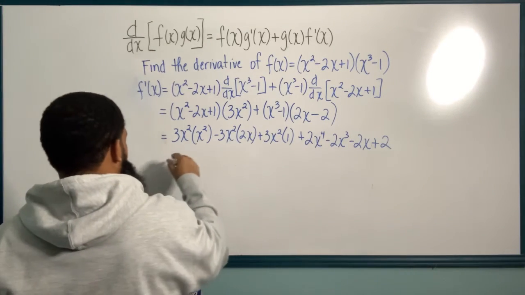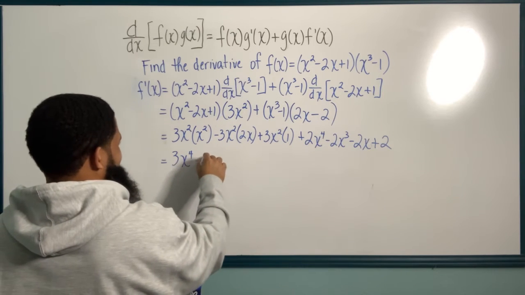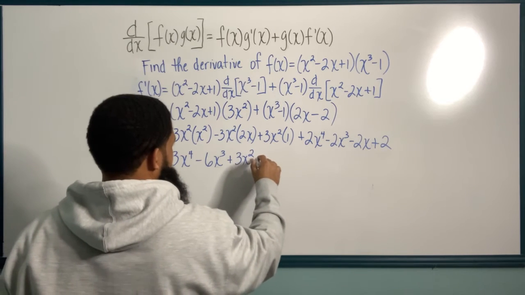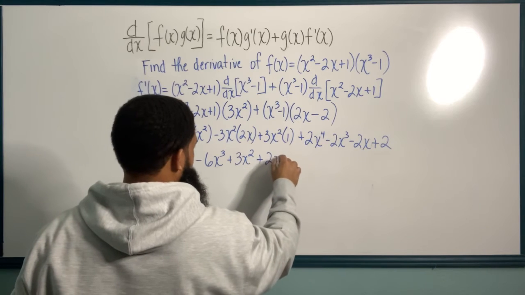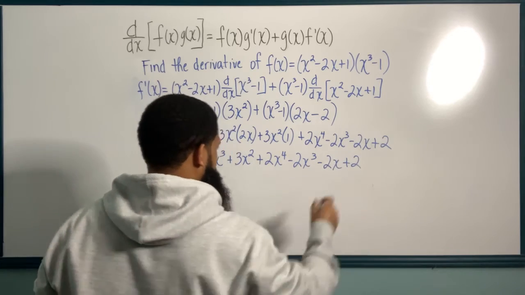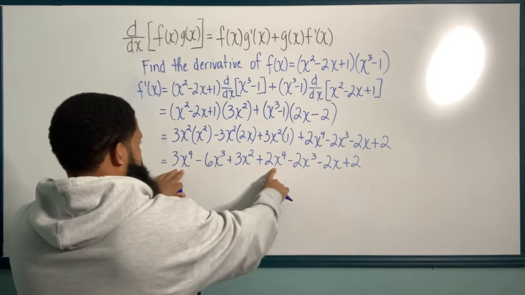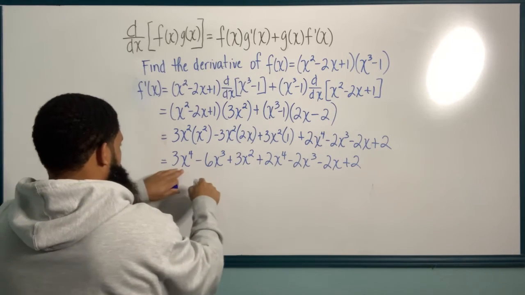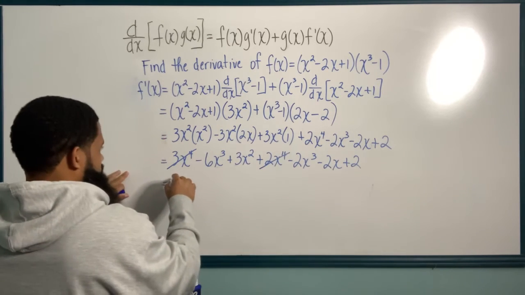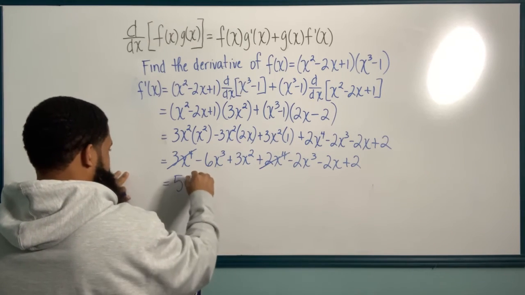All right, so now let's multiply these. 3x to the 4th minus 6x to the 3rd plus 3x squared plus 2x to the 4th minus 2x cubed minus 2x plus 2. All right, getting smaller. So we have x to the 4th, x to the 4th, so let's put them together. 3x to the 4th plus 2x to the 4th gives us 5x to the 4th power.